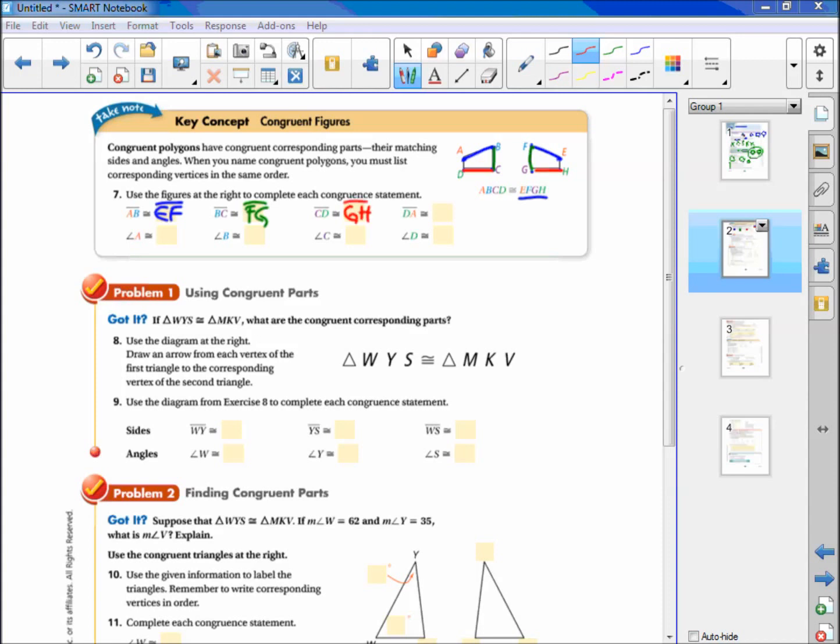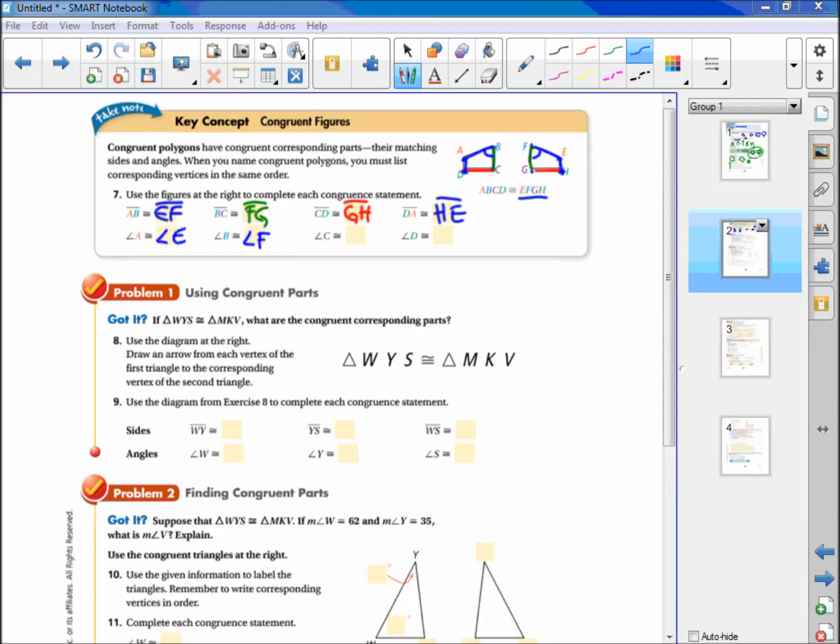Okay. So DA. DA is the short side, so it goes from the bottom of the short side to the top. So we're going to have to name it from the bottom to the top here. So this will be HE. Okay. All right, angle A is the same as angle E. Angle B is the same as angle F.